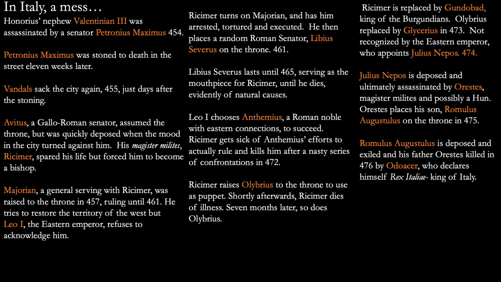So to give you some indication of just what I mean by that. Okay, so Honorius, remember the guy with the chickens? He dies. His nephew Valentinian III takes the throne. He's going to be assassinated by a senator named Petronius Maximus in 454. Petronius Maximus is stoned to death in the street 11 weeks later. So he lasts 11 weeks as emperor, and then a mob stones him to death. Then the Vandals sack the city again, 455, just days after the stoning.